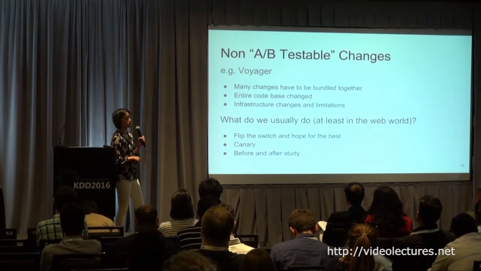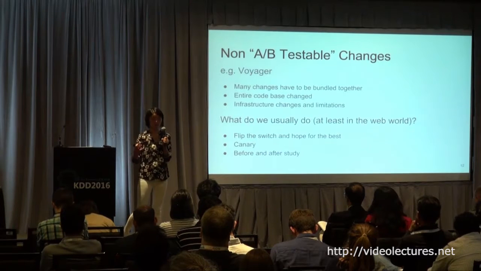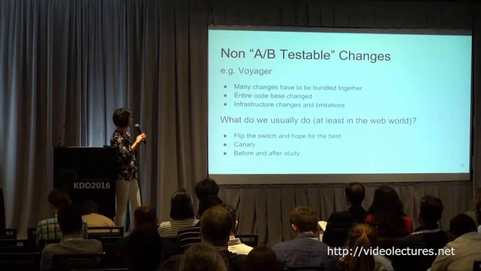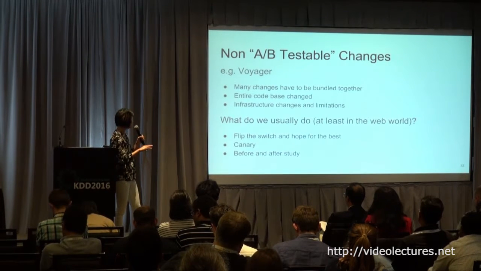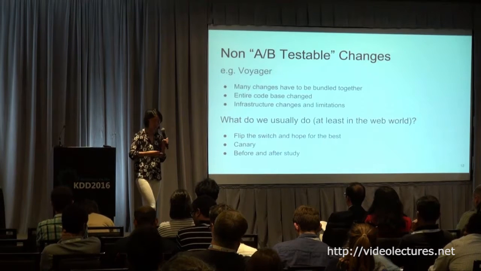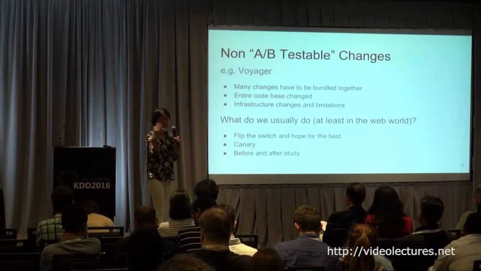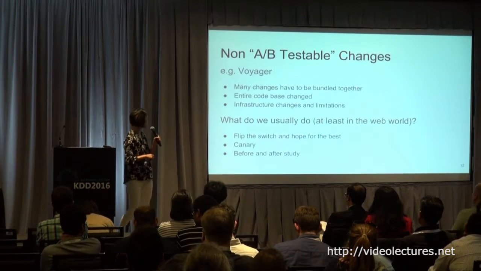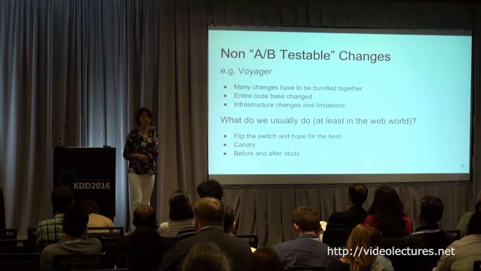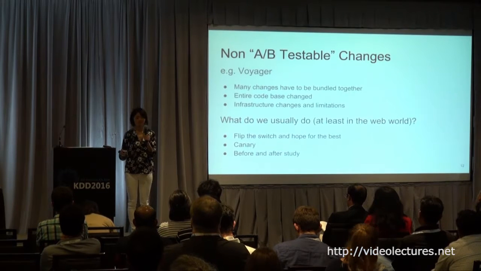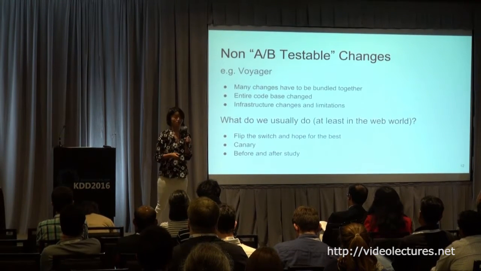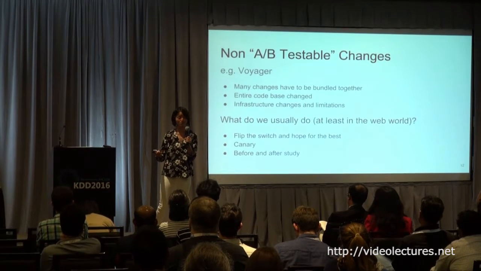Because a lot of changes have to be bundled together. It's a huge, whole new app, right? Not only the front end and the back end, everything has changed. And the entire code base has changed, not just the client code, but also the API code and everything as well. So what do we usually do in the web world if we cannot A/B test something? We can flip the switch and hope for the best.